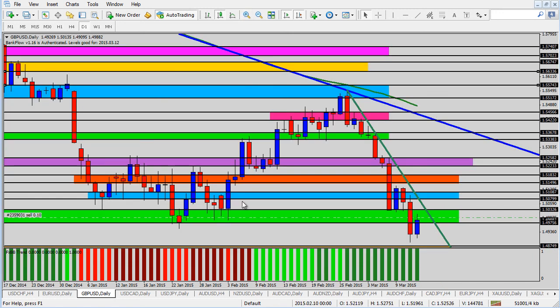Zooming in a couple of times here, you see these historical supports over here on the left-hand side of the chart inside the green shaded area. So those supports are what we're looking for now to act as our resistance for the pound dollar. So we're looking at resistance.